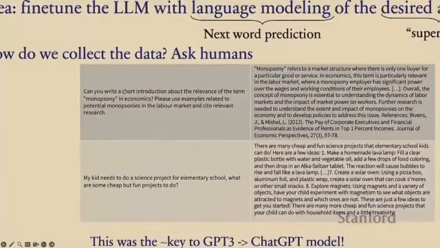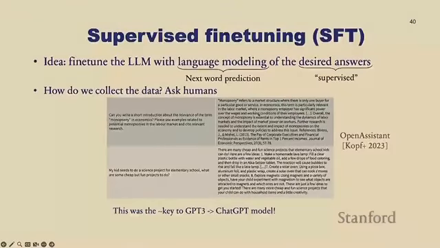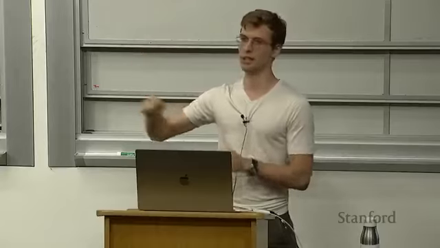So this is an example. Sorry, I can't read very well on my computer. No, let's read this one. Can you write a short introduction about the relevance of the term monopsony? And then it says monopsony refers to a market structure, blah, blah, blah. And that's a human that wrote that. So actually, this is Open Assistant, which was a way to collect data online from humans. So this type of supervised fine-tuning or alignment is really the key of ChatGPT. This is what made the big jump from GPT-3, which was mostly something that was known by AI researchers, to ChatGPT, which became known by basically everyone.